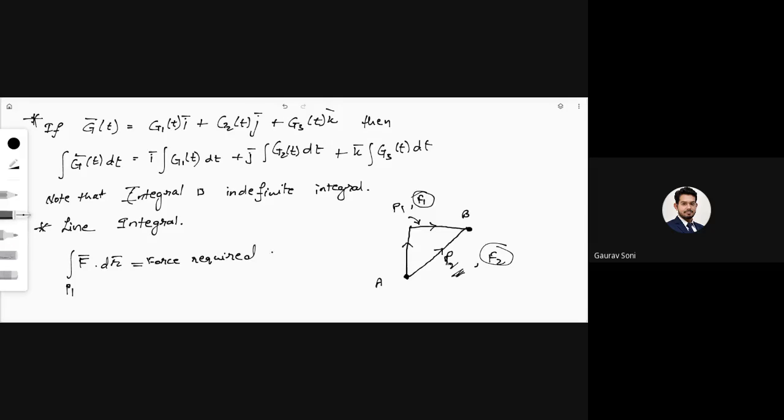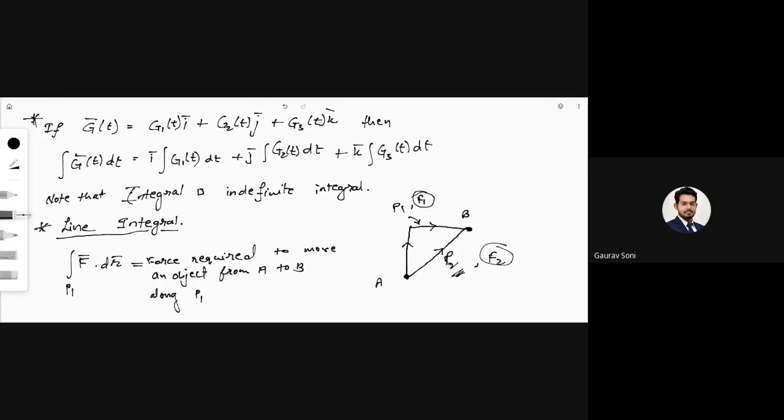Force required to move an object from A to B along the path P1. Okay, so what does the line integral do? The line integral will give you the force which is required to move an object from the point A to B in the vector field F bar. Okay, and now the question arises, how do we find out the line integral?